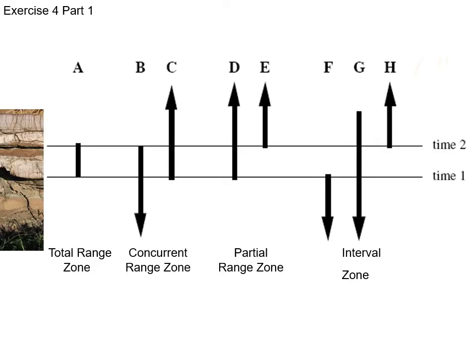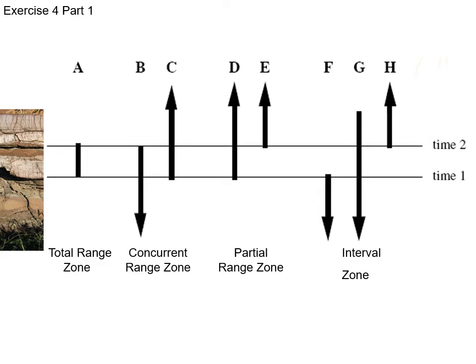So here's some examples. Let's say we have a series of strata, and we're going to look at the unit at the bottom, the unit at the top, and the sliver in between. For species A, a total range biozone would be that its first appearance is at the margin of time 1, and its last appearance is shortly after time 2.